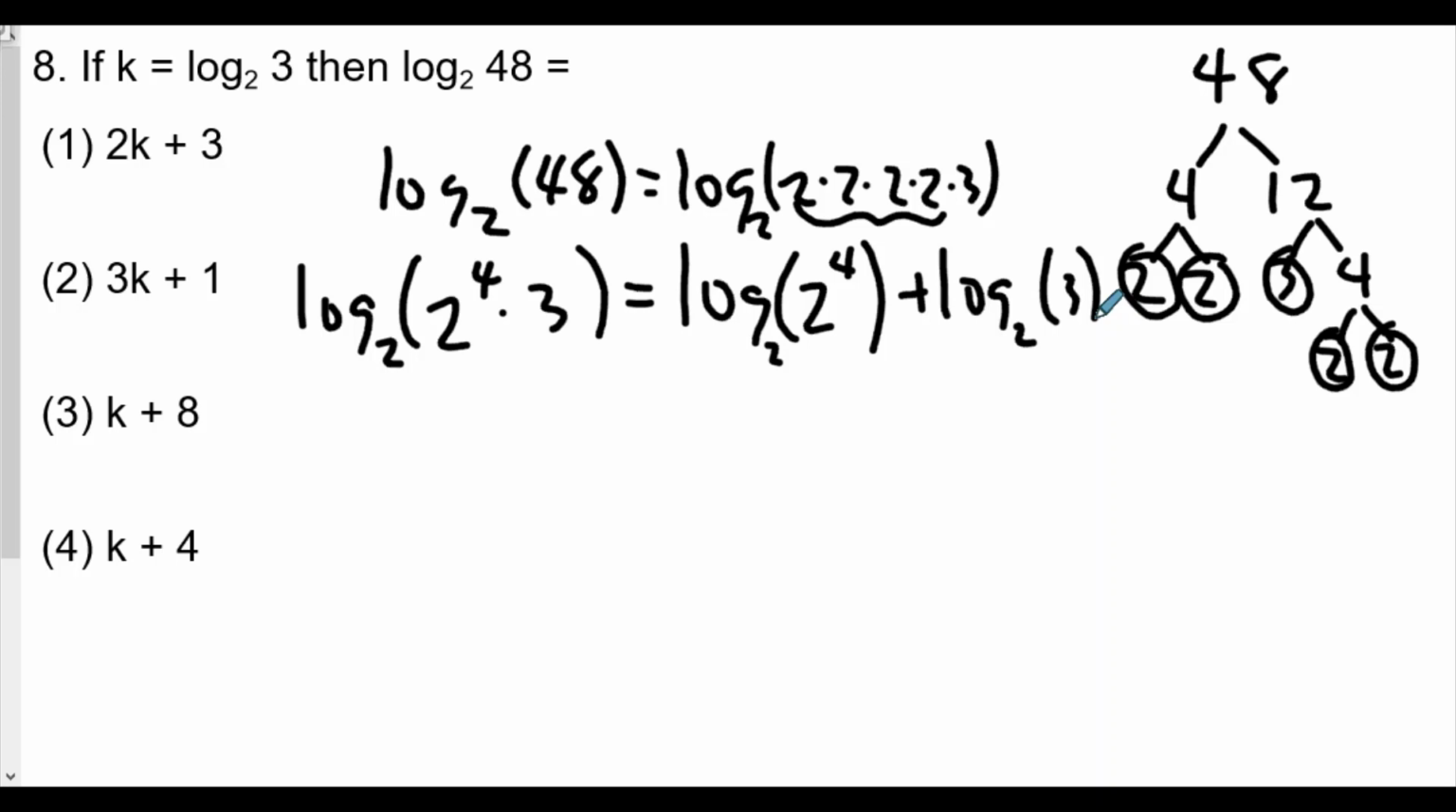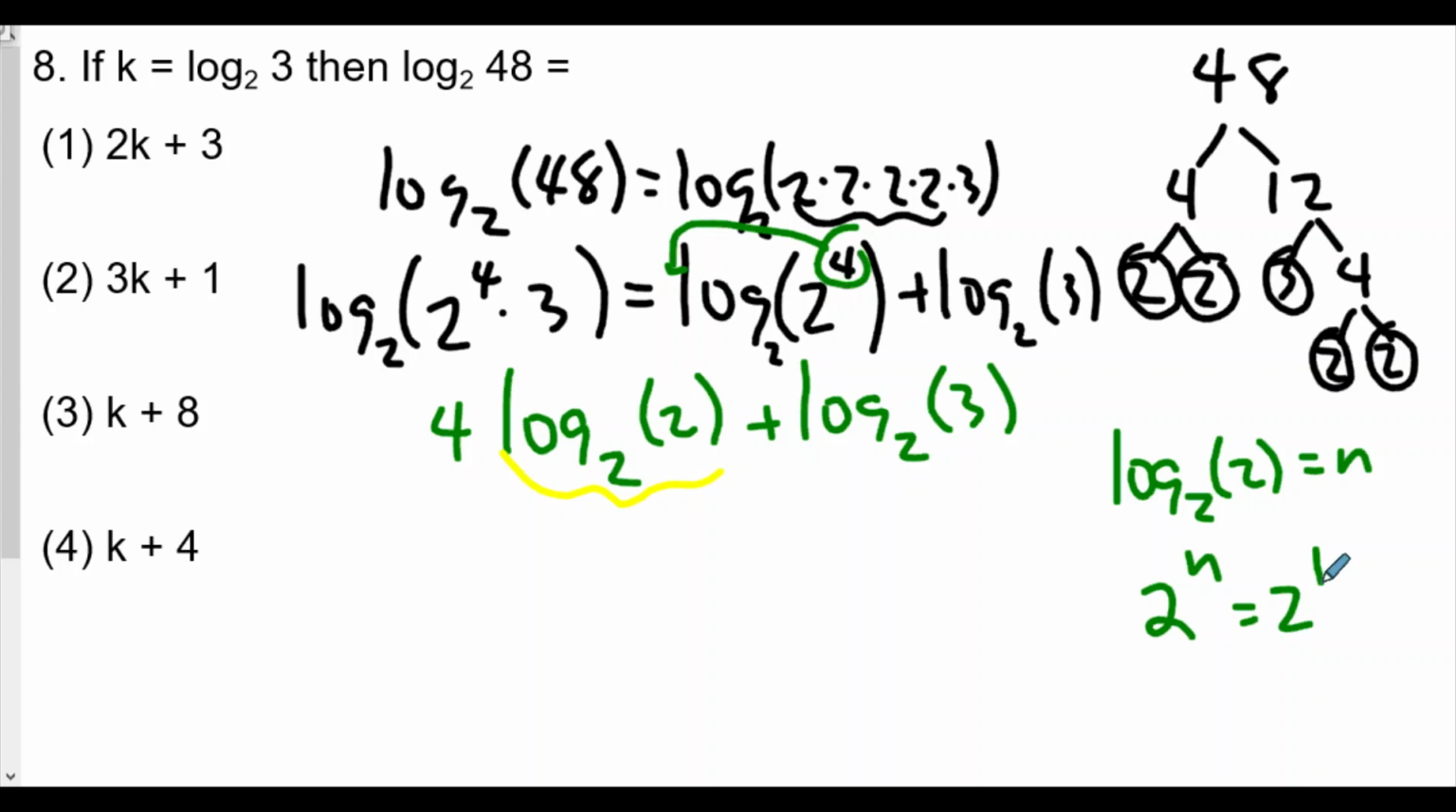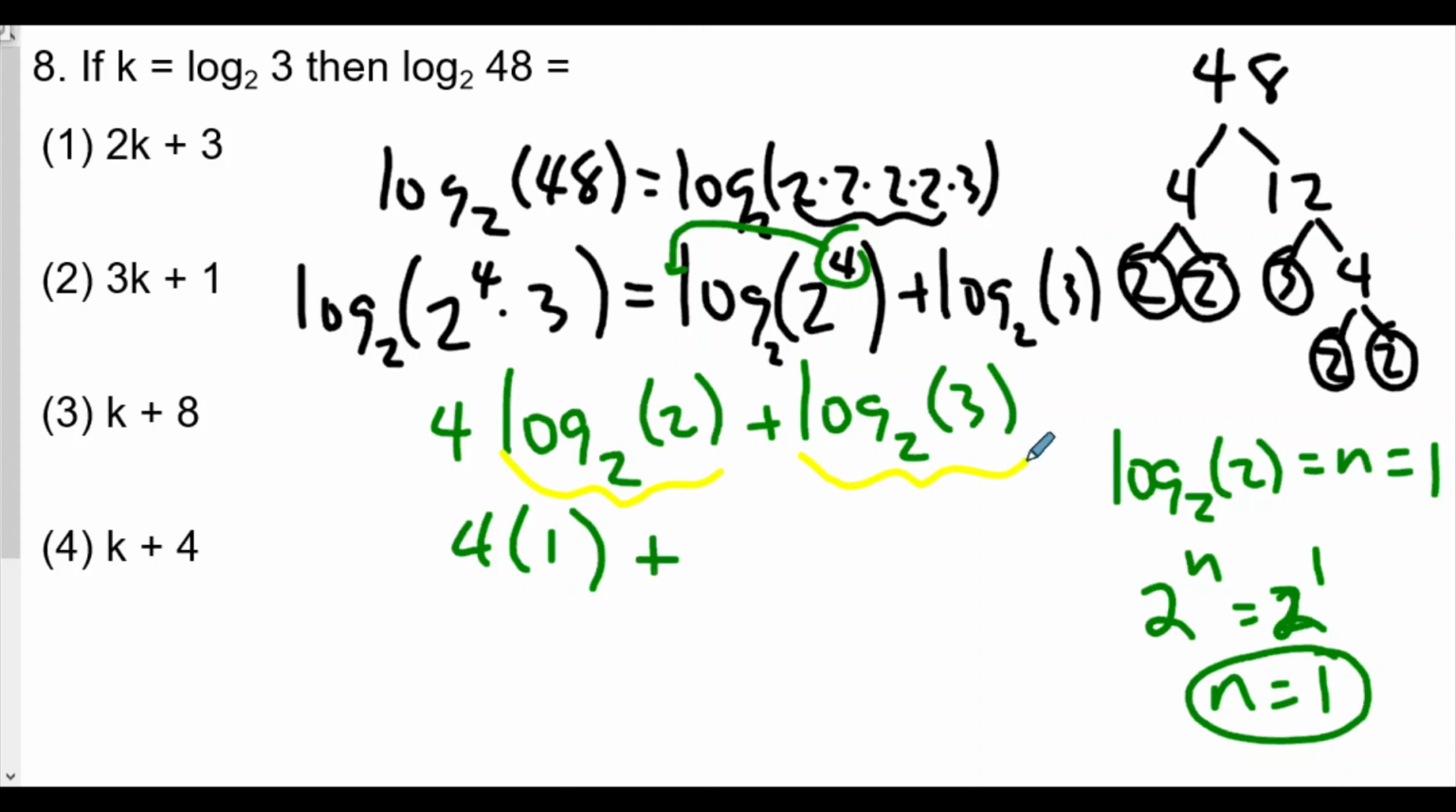Now, I'm going to use the power rule to bring the exponent down. So we get 4 log base 2 of 2 plus log base 2 of 3. Now you're saying, well, log base 2 of 2, can we find that value? Sure. If log base 2 of 2 equals n, that would mean 2 to the n equals 2 to the first. That means n equals 1. So we can replace log base 2 of 2 with 1. So we have 4 times 1 plus, and we're going to replace log base 2 of 3 with k, because that's what we have here. So we now get 4 plus k, or k plus 4. So the answer for this one will be choice 4.